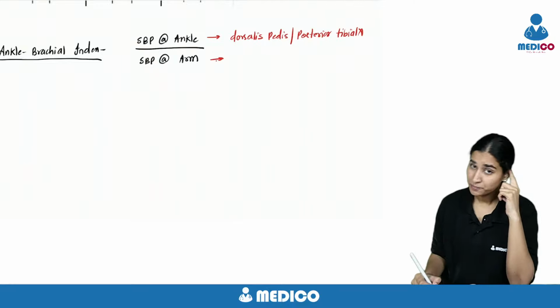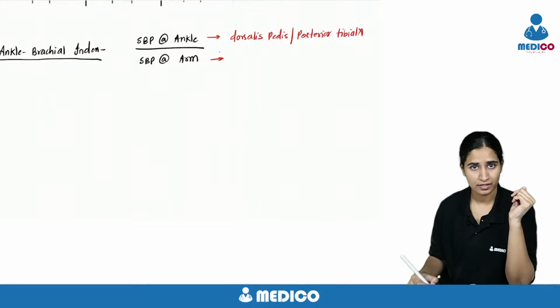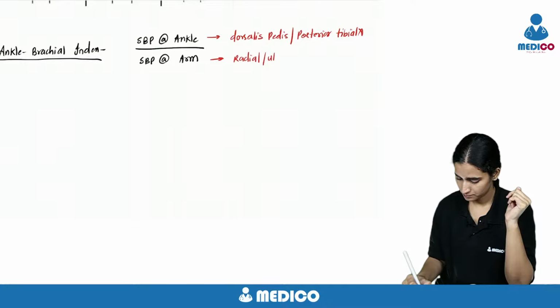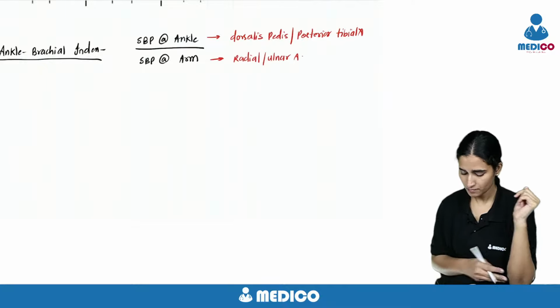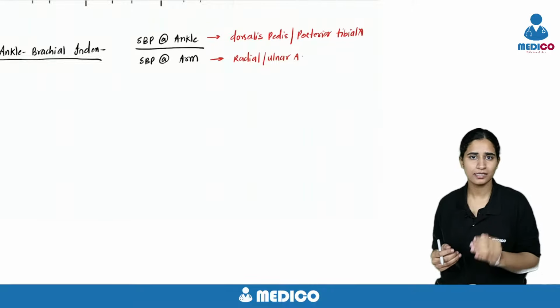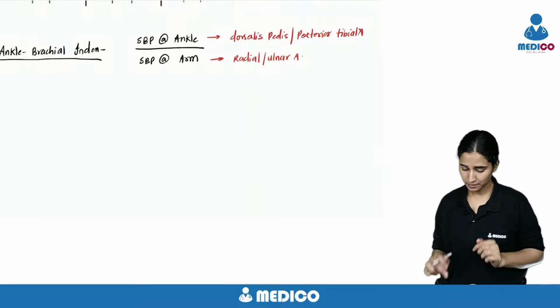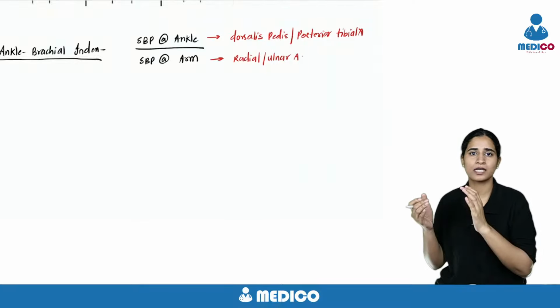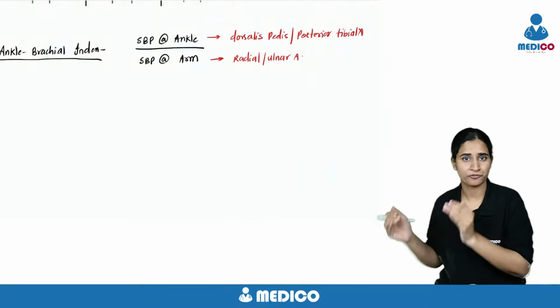And coming to systolic blood pressure at the arm, you have to measure it at the radial or ulnar artery. Radial is comfortable. Okay, so the systolic blood pressure of the ankle is the involved ankle, and brachial means, suppose I'm measuring the systolic blood pressure of the right ankle.